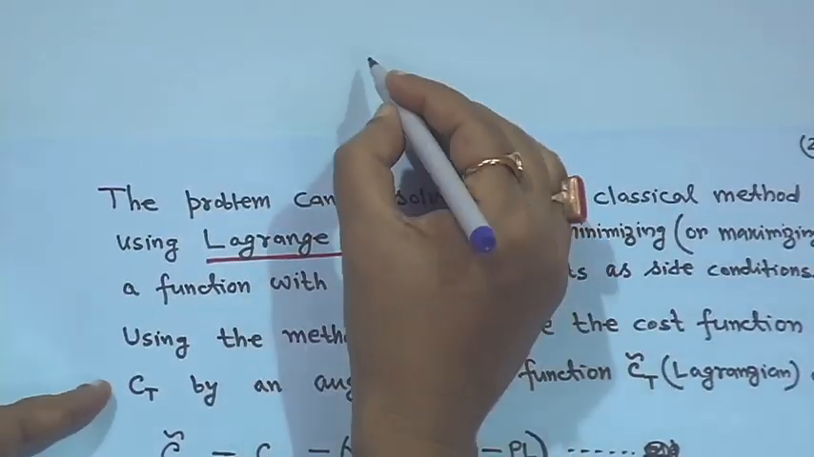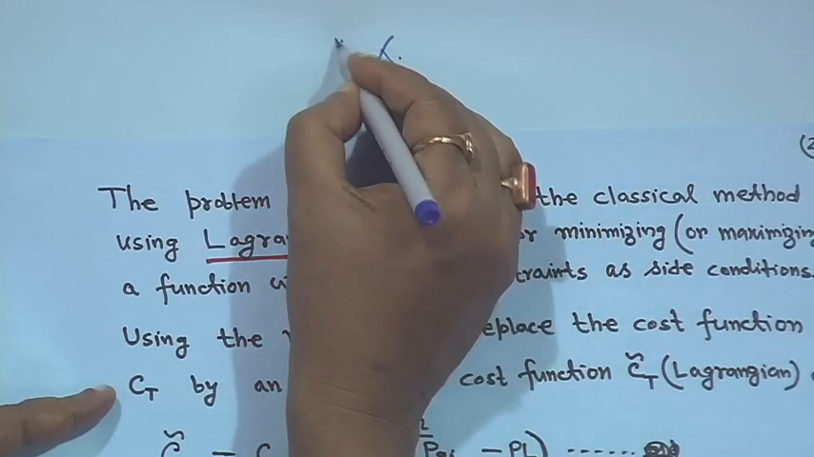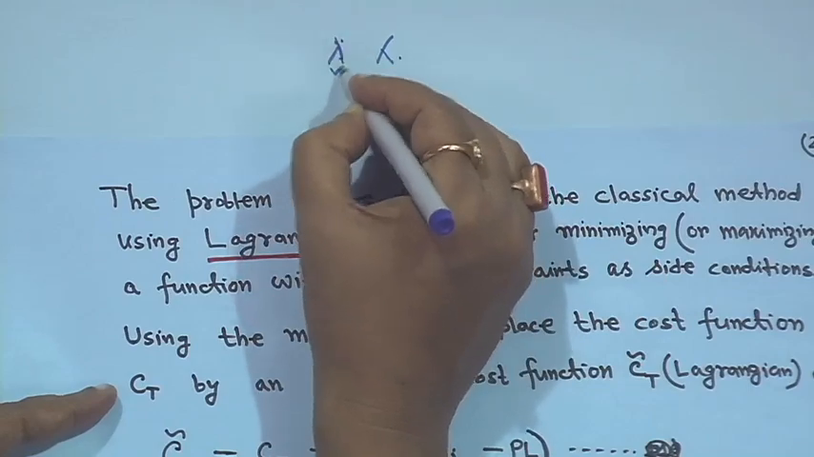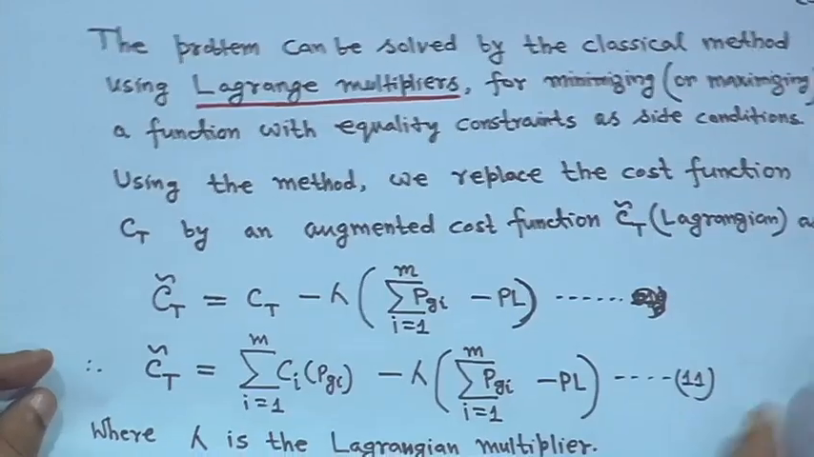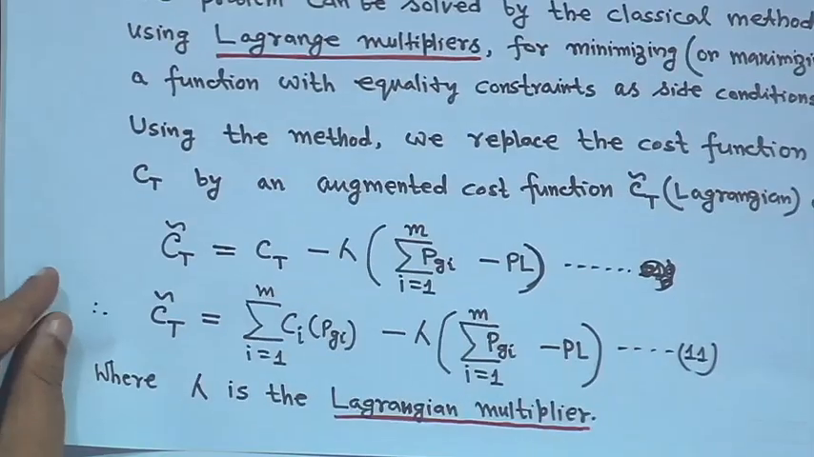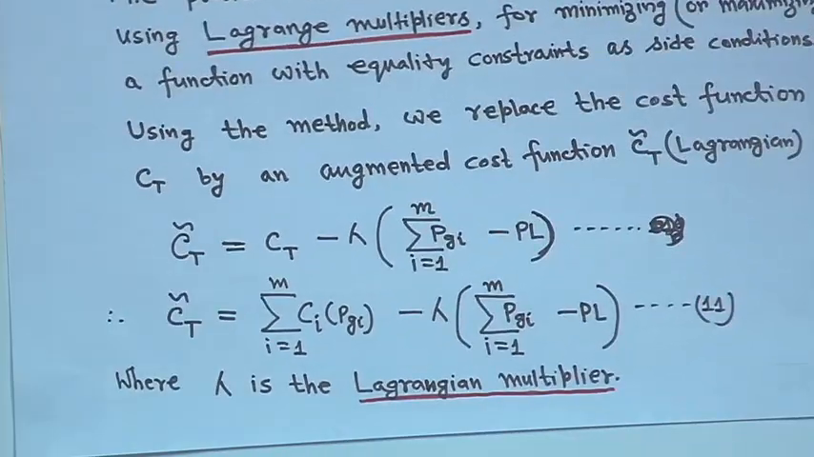Actually, this has become my habit, so please forgive me for that. Actually, lambda is this one, this is the lambda. So, lambda is the Lagrange multiplier, right.